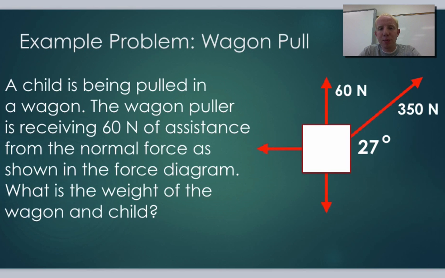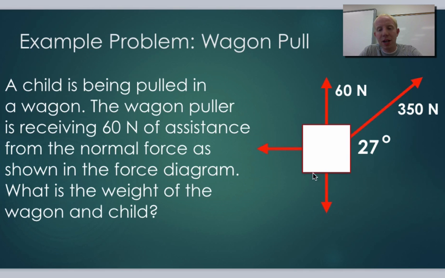All right, let's do a kind of a more difficult example. All right, let's think about this problem right here. So you have a child being pulled in a wagon, okay? And again, if you think about how you pull on a wagon, you don't just pull it directly horizontal, right? You usually pull up on it a little bit. So you're going to have some kind of angle on your applied force, right? Because you're pulling up on the handle, okay? You get 60 newtons of assistance from the normal force as shown, and you're trying to find the weight of the wagon and the child together, okay? And so we're trying to find this force right here.